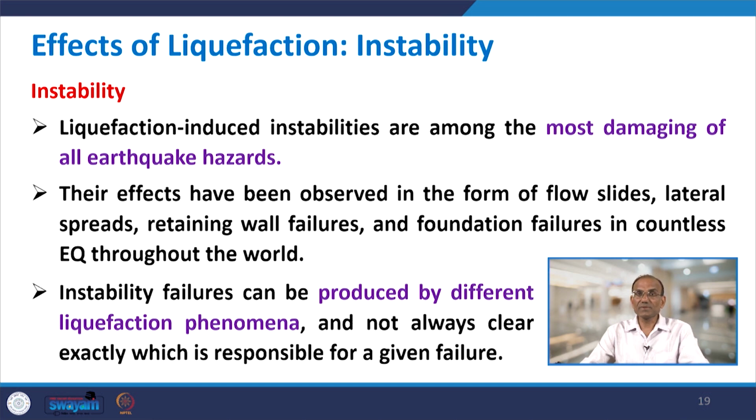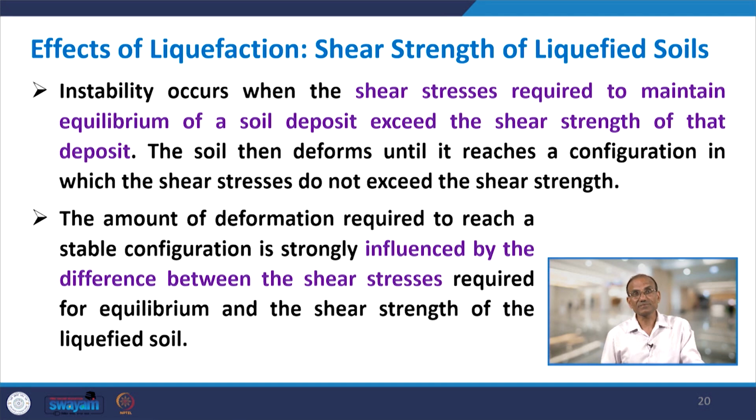Instability failures can be produced by different liquefaction phenomena and it is not always clear exactly which is responsible for a given failure. So, when we talk about instability, you have different earthquake phenomena; two phenomena in particular that we are discussing a lot. One is flow liquefaction, another is cyclic mobility. Sometimes it is difficult to tell whether an instability is due to flow liquefaction or cyclic mobility. It is difficult to distinguish between these two, but that is also sometimes not required.